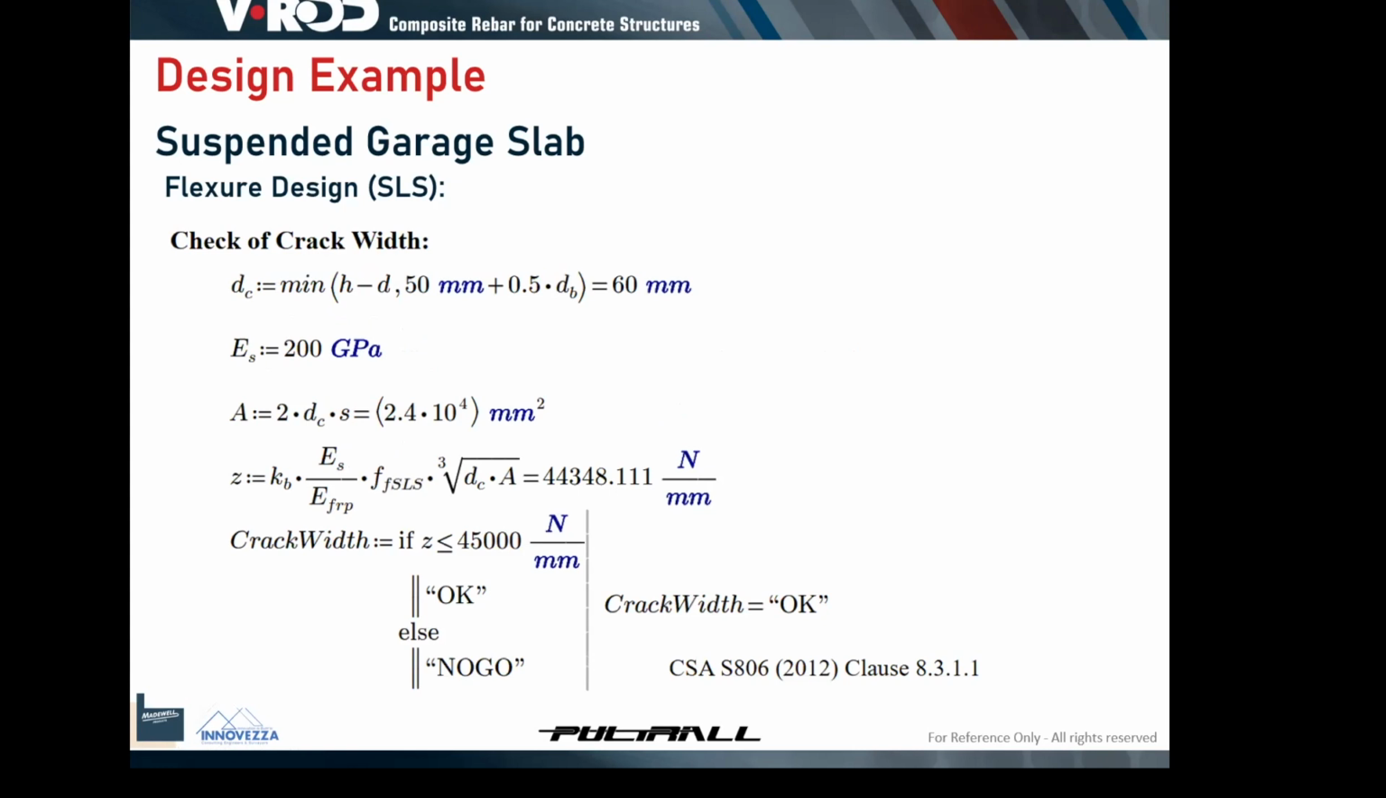The crack width: as you can see here, we calculated the crack width z factor, which is 44,300 or 44,400 Newton per millimeter. This is very close to the S806 requirement of 45,000 Newton per millimeter. And as you can see, the section design was controlled by the crack width at the service limit state.